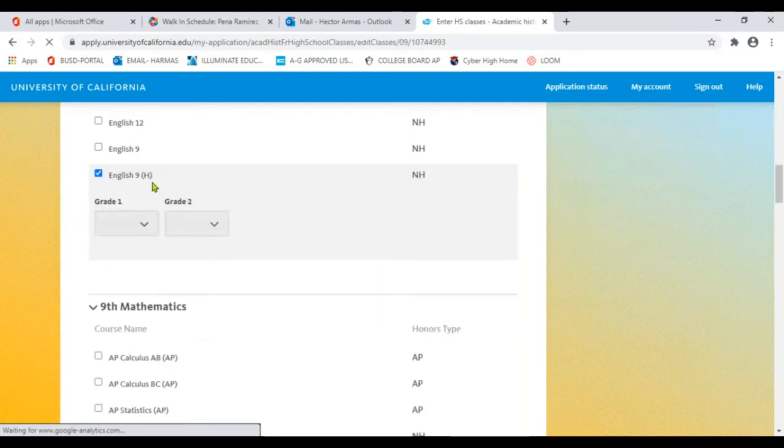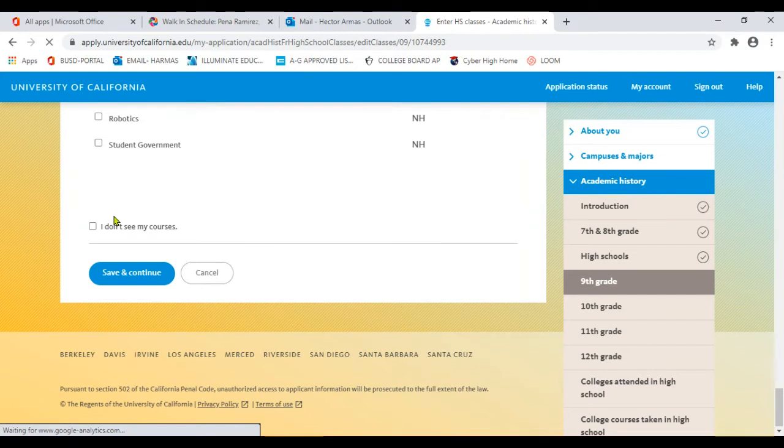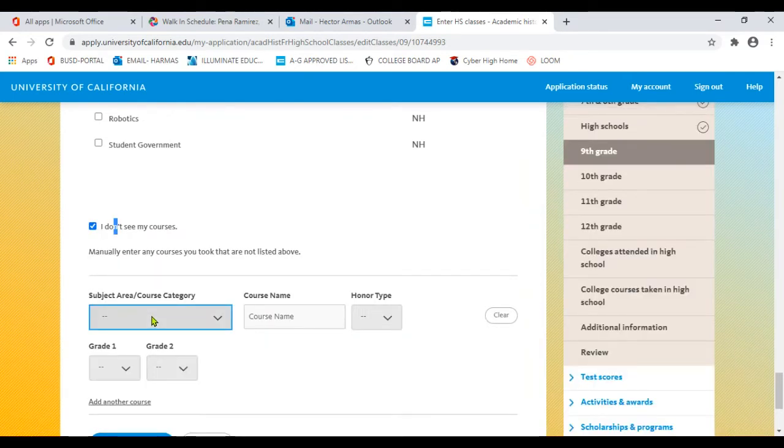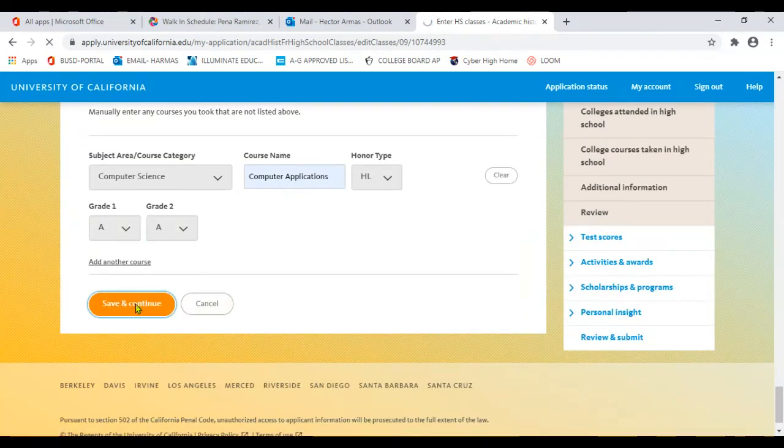So I'm going to come here and say, I don't see the course. Right here, I don't see my course. I took a computer, where's that computer? Okay, computer science, course name, computer applications. It was an honors level, and I got an A, and I got an A. So now I'm going to hit save and continue.